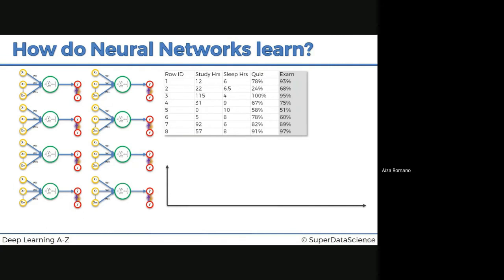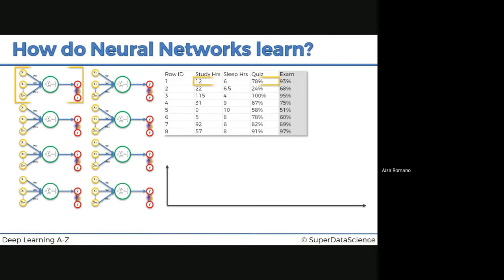So let's get started. One epoch, as you will hear me mention, is when we go through a whole data set and we train our neural network on all of these rows. So let's go, let's get started. One row at a time.